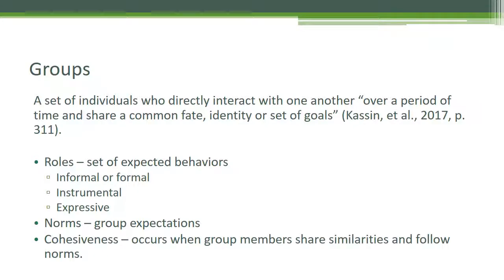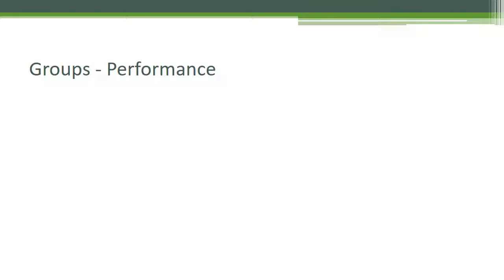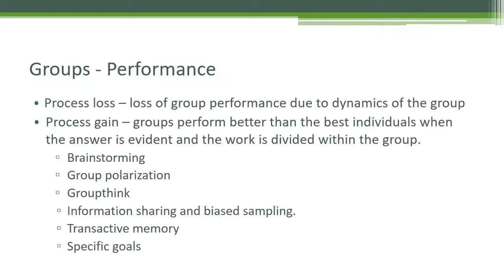Finally, there's cohesiveness, and this occurs when group members share similarities and follow norms. Performance by groups can be impacted by several different things. There's process loss, which is the loss of group performance due to the dynamics of the group, and process gain, where groups perform better than the best individuals when the answer is evident and the work is divided within the group. We talked about brainstorming this week, the pros and cons of that, where sometimes brainstorming can produce production blocking or free writing or fear of being criticized for bringing up the idea.